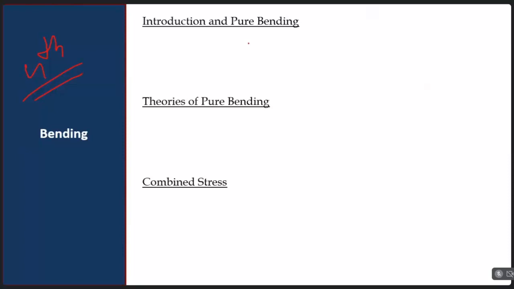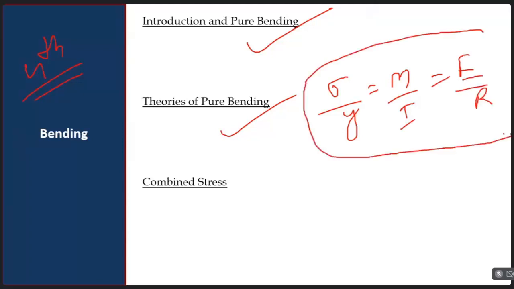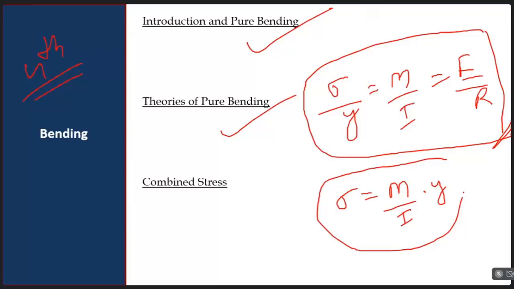First of all, introduction of pure bending, what is pure bending, and then theories of pure bending and the bending formula, that is sigma by y is equal to M by I is equal to E by R. This formula should be in your mind always if you're preparing for the GATE examination, and from here sigma is equal to M by I multiplied by y. This is the value of bending stress at any layer.